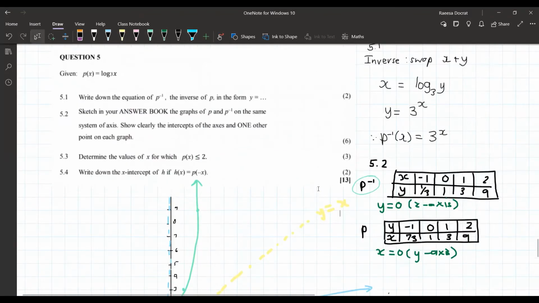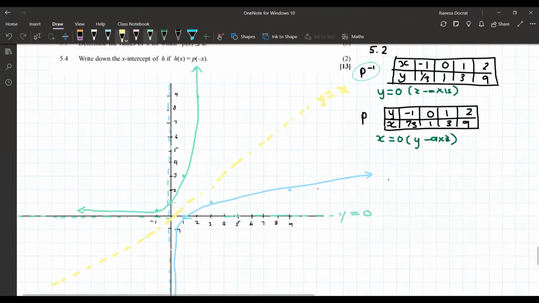So let's just see that we have, on the same set of axes, P and P inverse. We show the intercept of the axes. So this one here is P inverse. For this one here, it doesn't have a y-intercept because it's the asymptote. And for P, it doesn't have an x-intercept because that is an asymptote. I mean, y-intercept because that's an asymptote. So this is P.